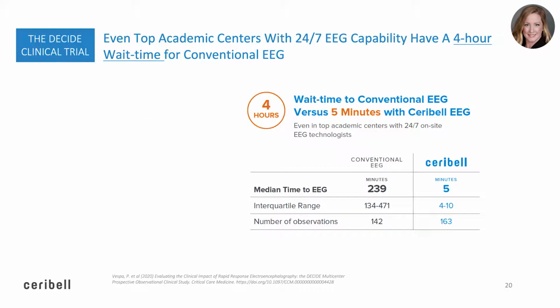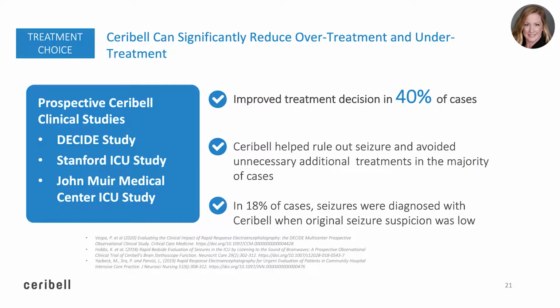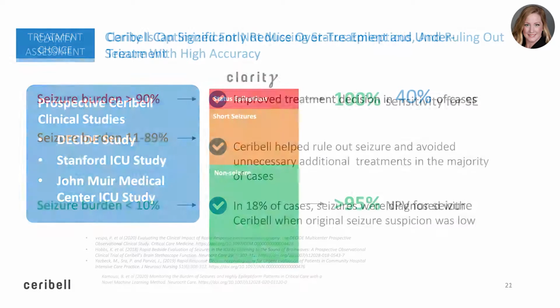With Cerebell, the wait time was reduced to only 5 minutes. As stated earlier, Cerebell helps you deliver definitive treatment. These 3 clinical studies published in Critical Care Medicine, Neurocritical Care, and the Journal of Neuroscience Nursing, respectively, all show that treatment decisions were improved 40% of the time with Cerebell, ruled out seizure, which avoided overtreatment, and in a staggering 18% diagnosed seizure when clinical suspicion was low.